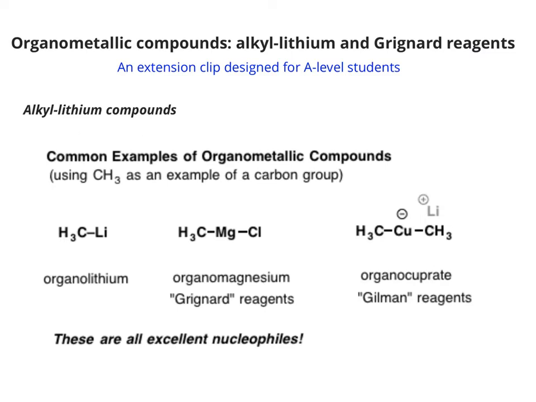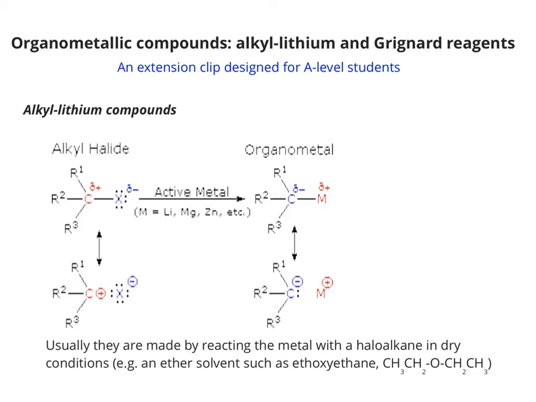Some common examples of organometallic compounds are not just lithium-based compounds. We can also talk about magnesium-based compounds, so-called Grignard reagents, that we'll talk about a bit later, and also copper-based organometallic compounds. There are other metals as well that will do this. They're all excellent nucleophiles for the same reason that they'd be Lewis bases, like we talked about before. We make them by reacting an alkyl halide with an active metal of some kind. It could be lithium, magnesium or zinc, for example, and that gives you your organometallic compound. It has to be done in dry conditions because these compounds react with water, so we use an ether solvent. An example might be ethoxyethane.